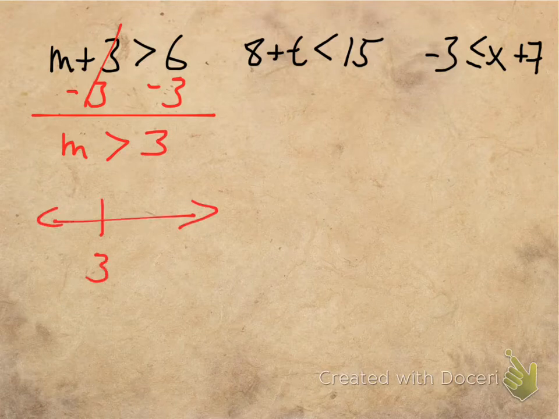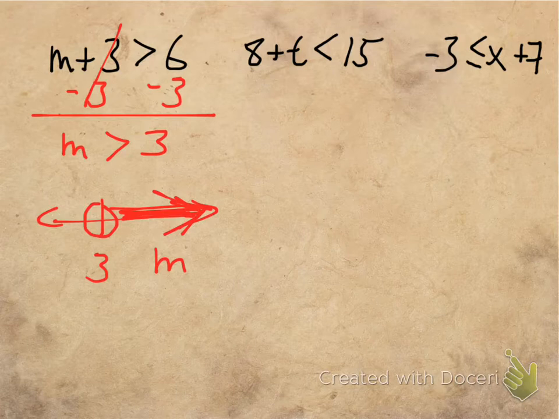So we're going to put 3 right here. It's an open circle because it's strictly greater than, and it's all the m's that are bigger than 3. So we're going to shade to the right, and we're going to put the variable right here. Okay? We'll just switch colors just so they don't run together.